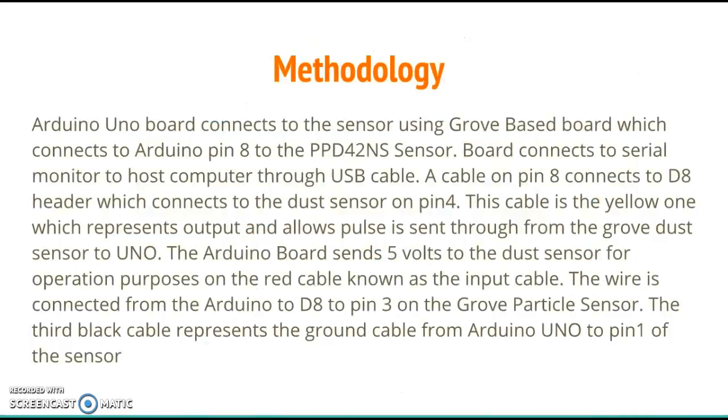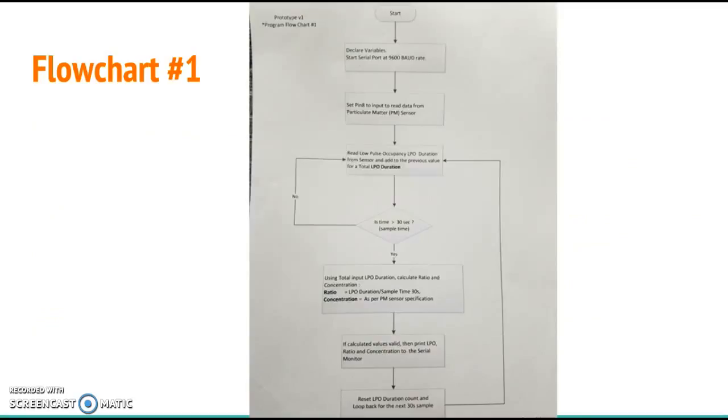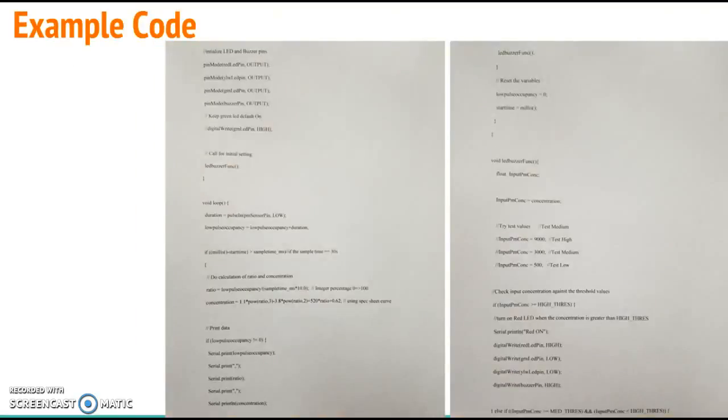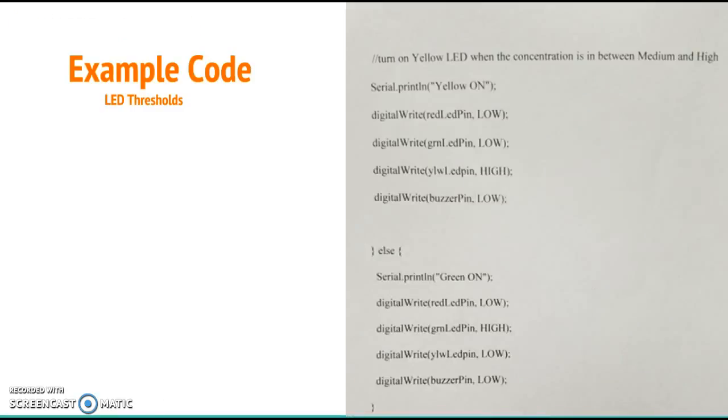And so the Arduino Uno board connects to the sensors, and basically my methodology is explaining the different pin numbers connecting to different sensors and what all the cables mean, but I don't have enough time to go over that. And this is my flow chart, which is basically reading the low pulse occupancy, LPO, duration time. If it's above the time of 30 seconds, then it's going to loop back to no, otherwise it's going to keep going through the flow chart. And then in my flow chart too, I added the different thresholds for the LED and buzzers. And then this is my example code. So I initialized LED and buzzer pins and their different modes, and this is another example.